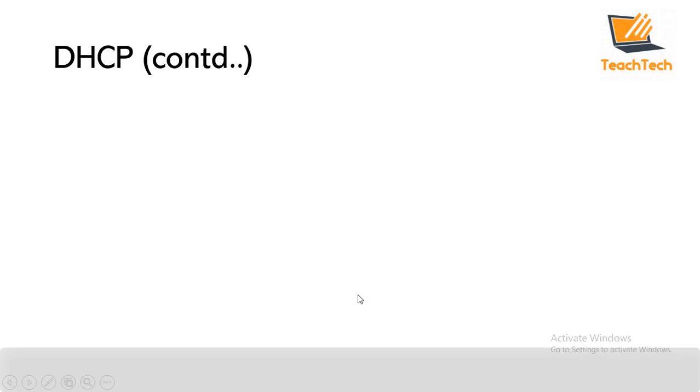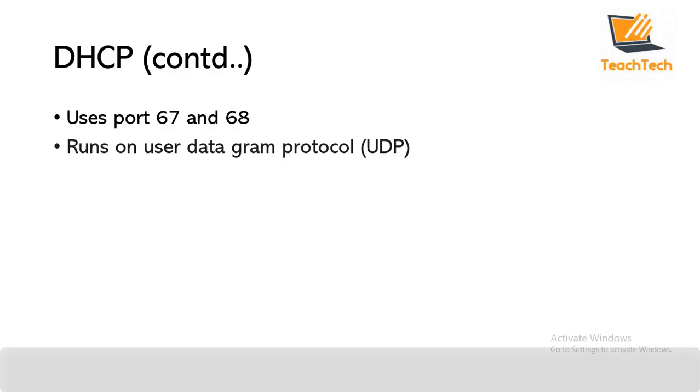DHCP uses port 67 to connect to the server and port 68 to connect to the client or host or the device to which the IP needs to be assigned. DHCP runs on the User Datagram Protocol. That means it uses a connection-less approach. The IP address given by the DHCP service is known as dynamic IP assignment, whereas if we manually type the IP into the host, then it is called static IP assignment.